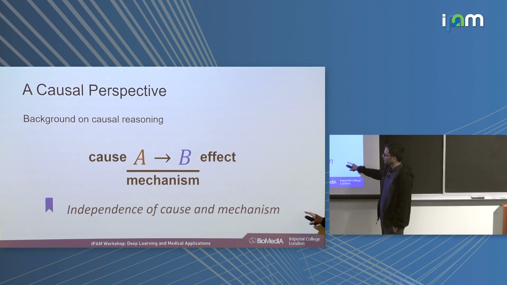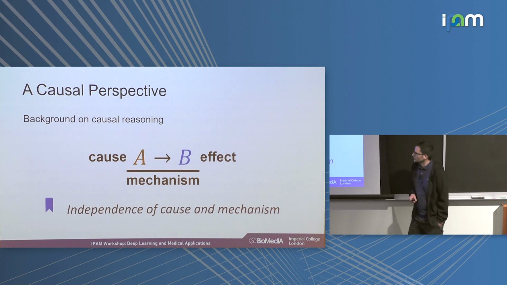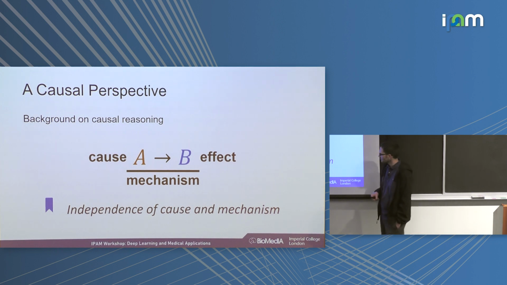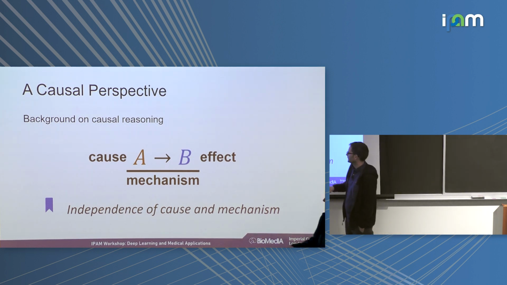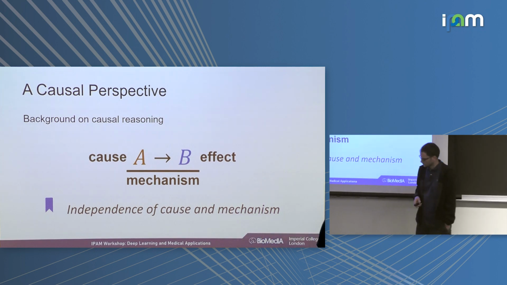And there's an interesting principle, if you think about causal reasoning, which states that there is an independence of the cause and the mechanism. I'm not going into the details of this, but we should remember this one because it will come back in a second. So remember that the idea here is that the cause and the mechanism are independent.